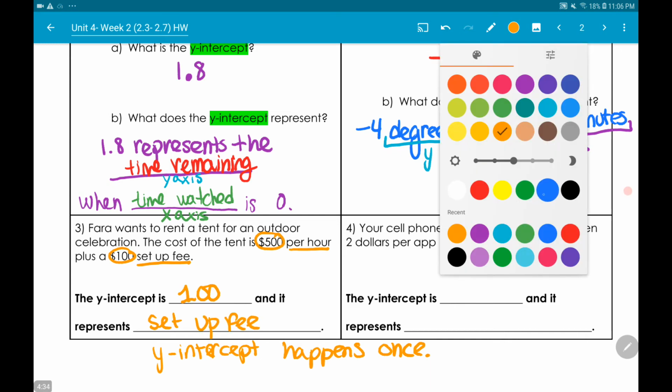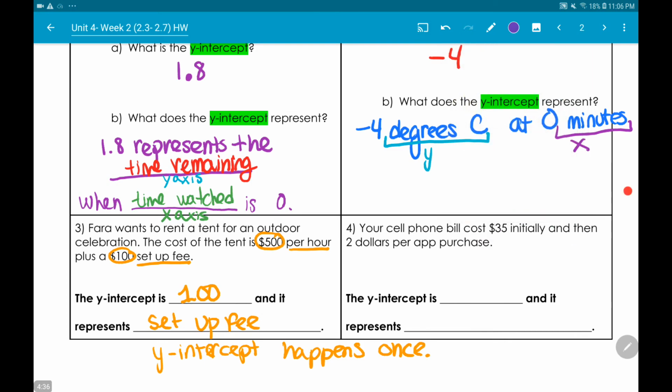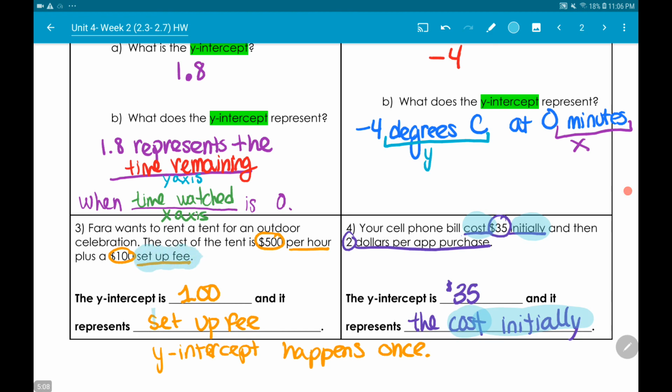Alright, let's look at the next one. Your cell phone bill costs $35 initially and then $2 per app purchase. Which one of these is the y-intercept? It's $35 and it represents the cost initially. And I'm just using words from the problem there. So cost initially. Setup fee.